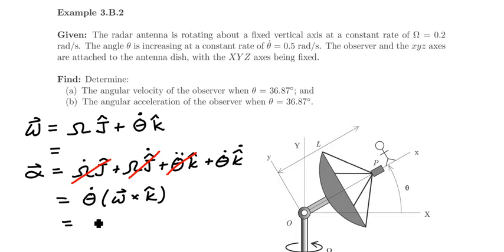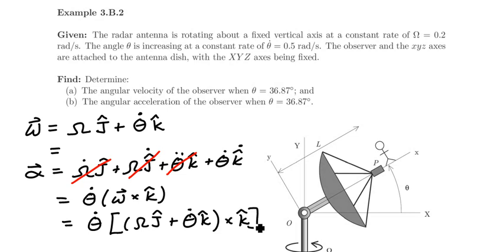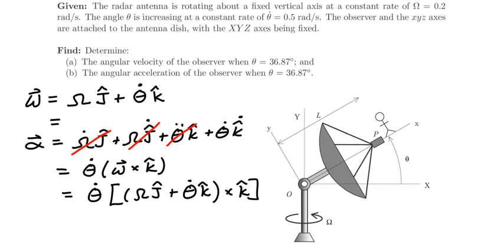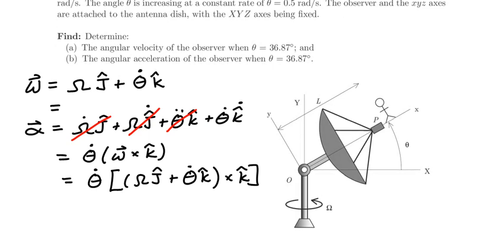So if I do some substitution here, this is going to give me that the angular acceleration is theta dot times quantity omega, which is omega in the capital J, plus theta dot in the little k, crossed with the little k vector. Now if we stare at this problem for the instant where theta is given by the given angle, we'll note that the axes are not aligned, with one exception, that is the little k and capital K axes are aligned. So in this regard, I can go ahead and figure out the angular velocity by simply substituting the little k for the capital K. Pardon me here, let me sketch that back in.